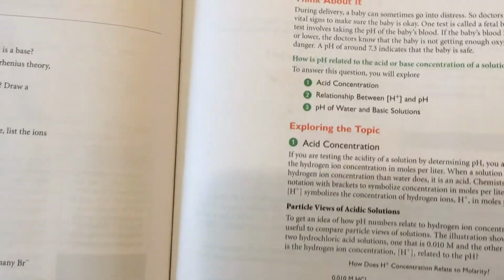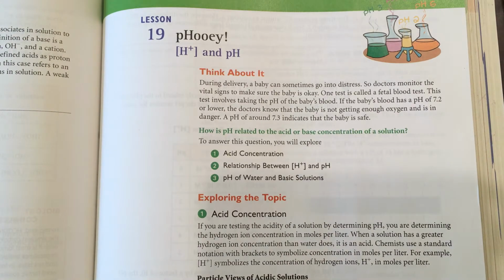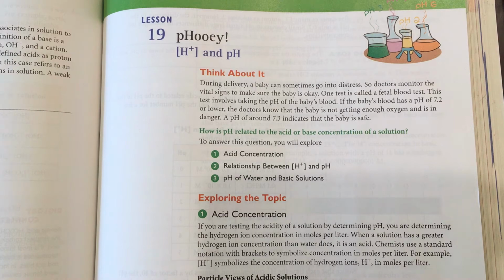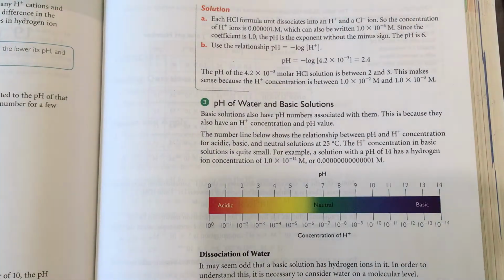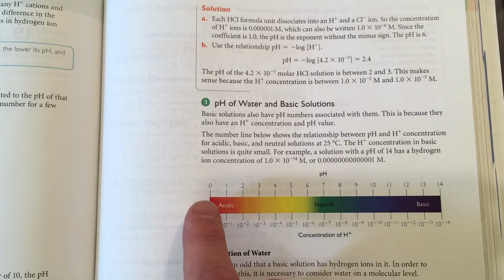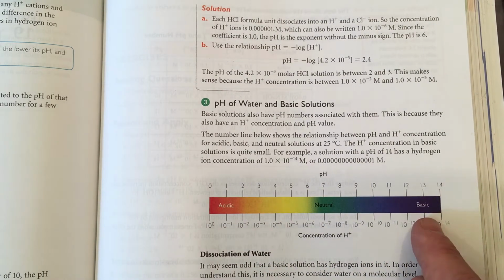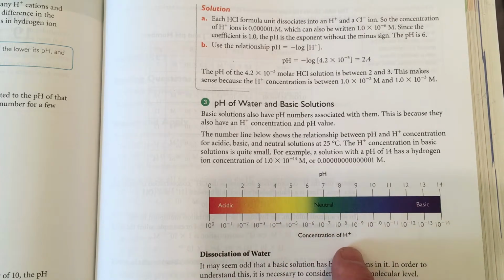So the main focus of this lesson is about pH and the relationship between H plus, OH minus, and pH. So before we totally dig into this, I want to remind you of the pH scale. The pH scale has a low pH for things that are acidic and a high pH for things that are basic. But the scale is also a relationship of the H plus and OH minus concentration.